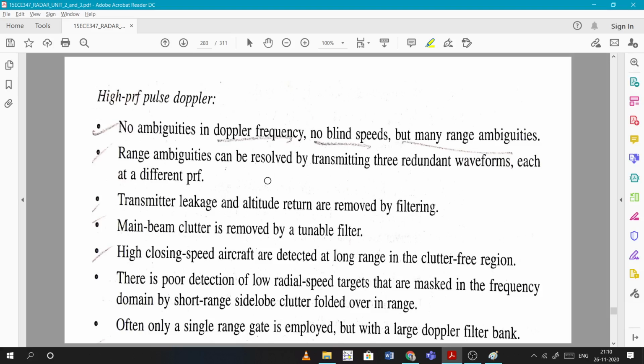Now, high closing speed aircraft are detected at long range in the clutter-free region. Okay, and there is poor detection of low radial speed targets that are masked in the frequency domain by short range side lobe clutter folded over in range. So if they are moving at low radial speeds, then they will be considered as clutter. Often only a single range gate is employed, but within a larger Doppler filter band.